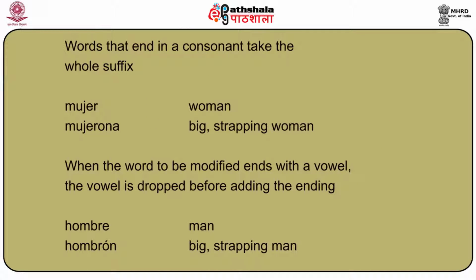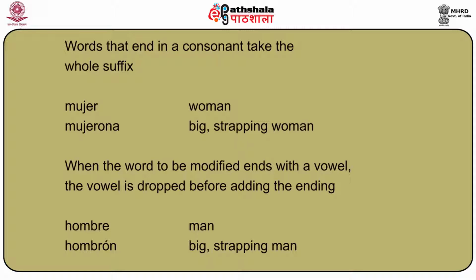The words that end in a consonant take on the whole suffix, like mujer, woman, mujerona, big strapping woman. I repeat, the words that end in a consonant take on the whole suffix. Mujer, which is a woman, becomes mujerona, a big strapping woman. When the word to be modified ends with a vowel, the vowel is dropped before the ending.